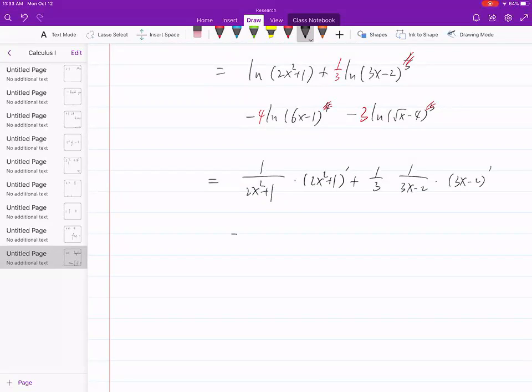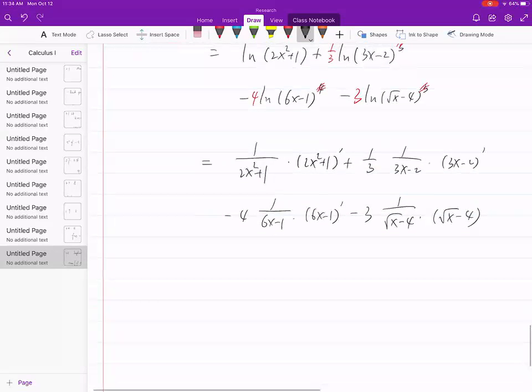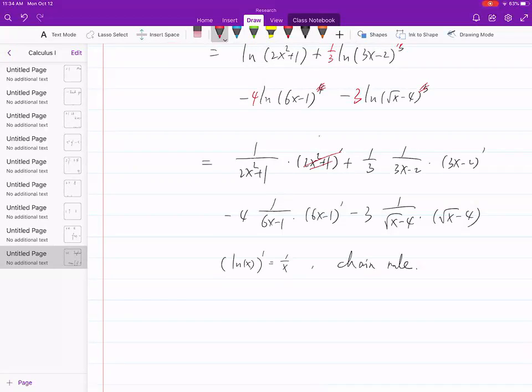Similarly, just keep going. And here I use nothing but the derivative of ln x is 1 over x and the chain rule. Just use these two things, I can derive all the derivatives. Now if I clean up a little bit, not hard. Minus 4 just gives me 0, so nothing to worry about.